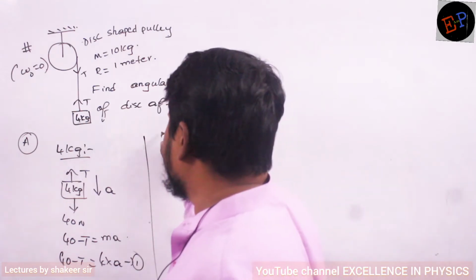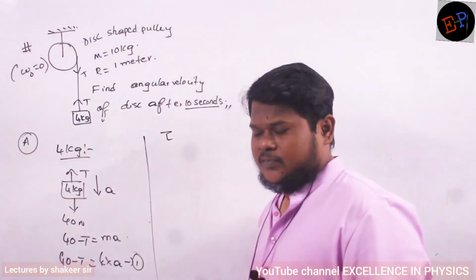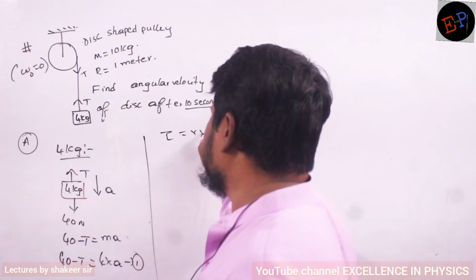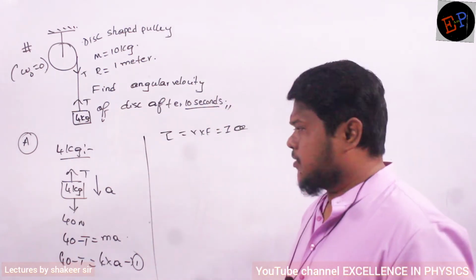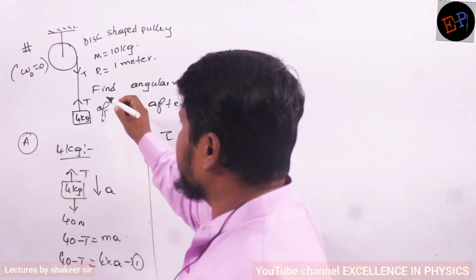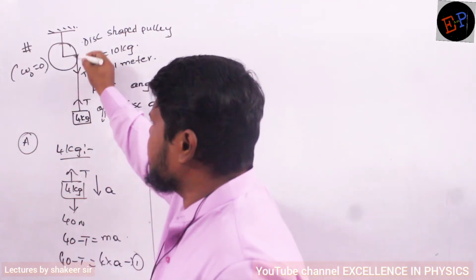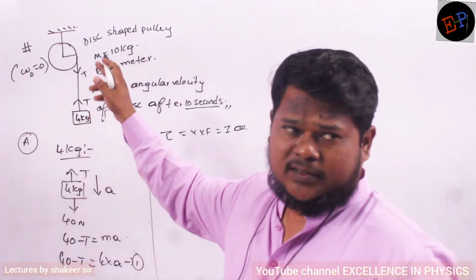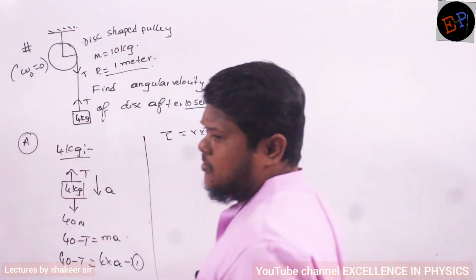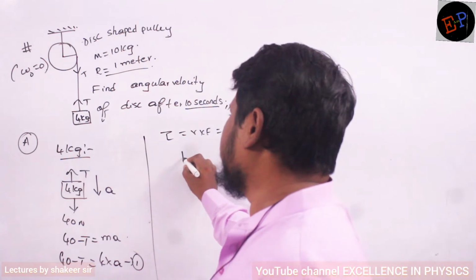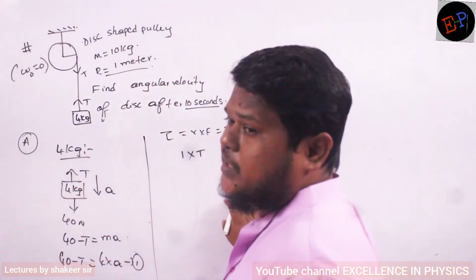Okay? Therefore, torque will be produced. No? Torque formula, R into F is equal to I into alpha. This is the equation of torque, no? Clear now? So therefore, radius is how much? Tension is the force, no? Force is applied at what distance? At a distance of R equal to 1 meter. So 1 meter multiplied by force applied, which is nothing but tension.